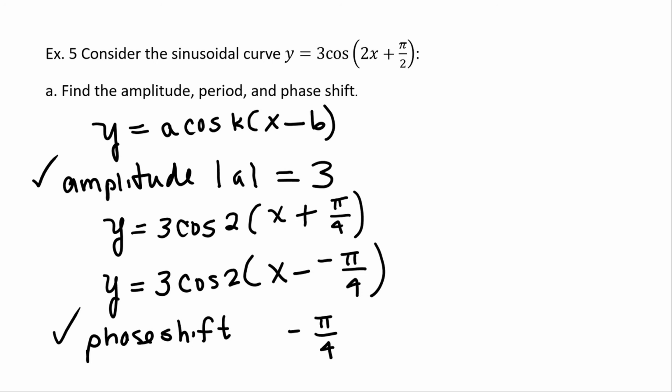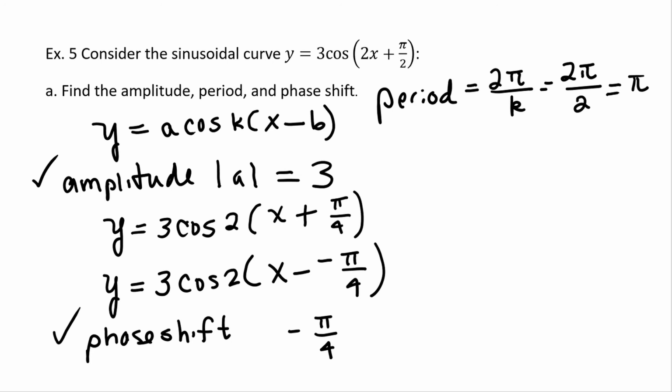Now we need to determine the period. And we can find the period as 2 pi over k. So we're going to have 2 pi divided by the number we factored out, which was 2. So we get that the period is just pi.